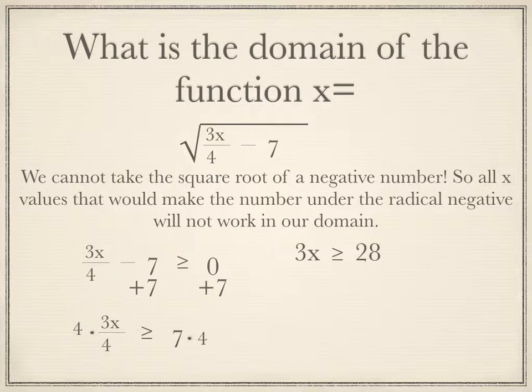Then we want to get x by itself, so we have to get rid of the 3. The 3 is multiplying by x, so the opposite of multiplication is division. Divide both sides by 3, and we get x is greater than or equal to 28 thirds. So the domain of our function would be x is greater than or equal to 28 thirds. Any number above that number is going to produce a positive number under the square root and therefore is solvable. Once again, we can't take the square root of a negative number without getting an imaginary number.